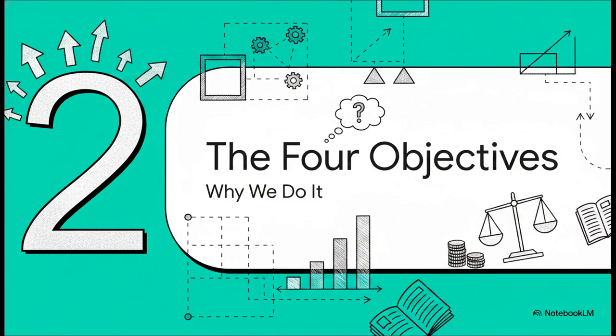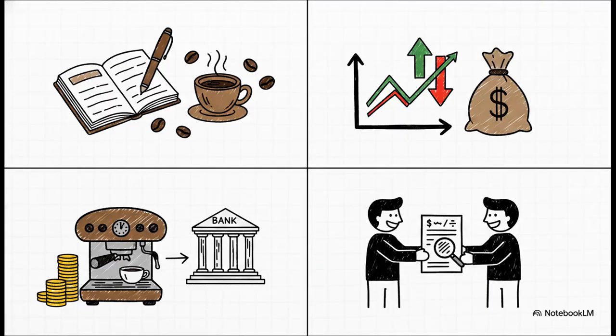Moving right along to section 2, the 4 main objectives. This is the why behind all that structured art. Our sources outline 4 main goals here. First up, keeping systematic records. Think back to our coffee cart. You need a solid, orderly way to track daily espresso sales and those giant boxes of paper cups. Second, ascertaining profit or loss. Basically, did the cart actually make money this month? Third is your financial position. You need to know exactly what the business owns, like that fancy espresso machine, and what it owes, like maybe a bank loan. And finally, providing all this info to interested parties so they can make rational decisions.